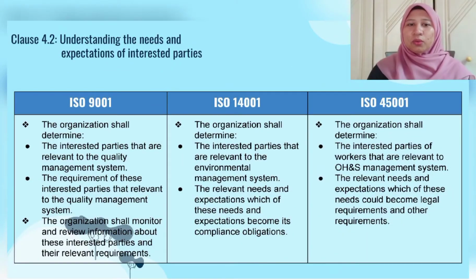For clause 4.2, understanding the needs and expectations of interested parties. For ISO 9001, the organization shall determine the interested parties that are relevant to the quality management system and the requirements of these interested parties that are relevant to the quality management system. The organization shall monitor and review information about these interested parties and their relevant requirements.